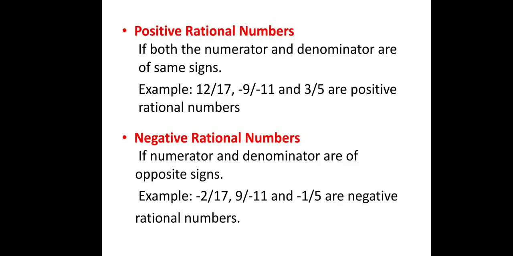Now, in this example, P, that is the numerator, is negative, which is equal to minus 2. Now, what about Q? Q here is 17, which is positive. So, both are of opposite signs, and we can say that it is a negative rational number. Likewise, we can take another example like 9 over minus 11. Here in this example, P is positive and Q is negative. Likewise, we have taken a few more examples.